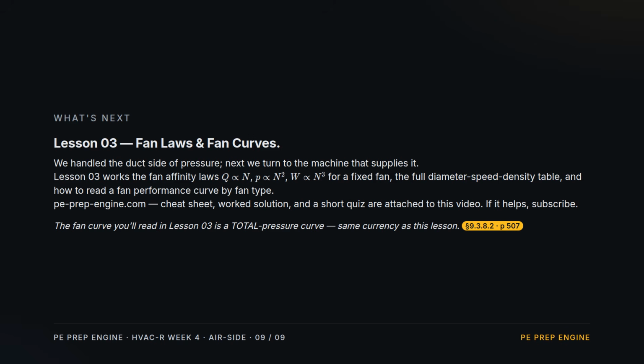Next up, Lesson 3, fan laws and fan curves. For one fan on a speed change, flow scales with speed, pressure with speed squared, and power with speed cubed. The full table adds diameter and density. We'll also read a real fan performance curve by fan type.